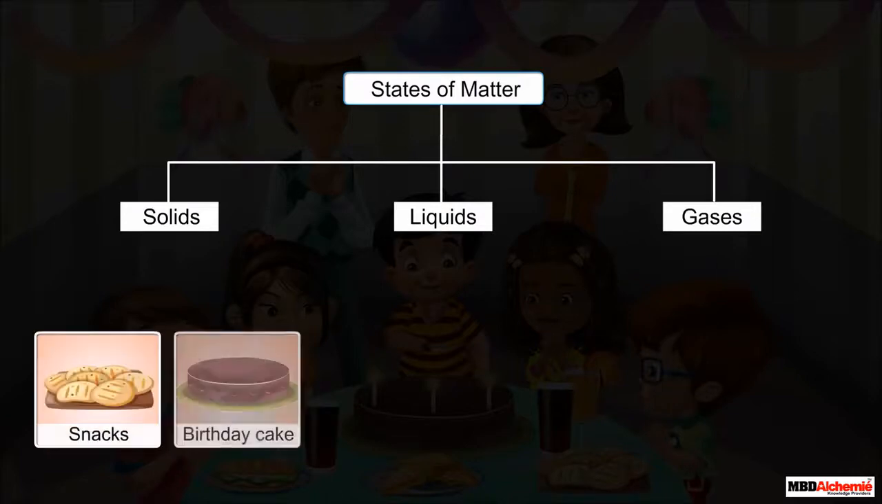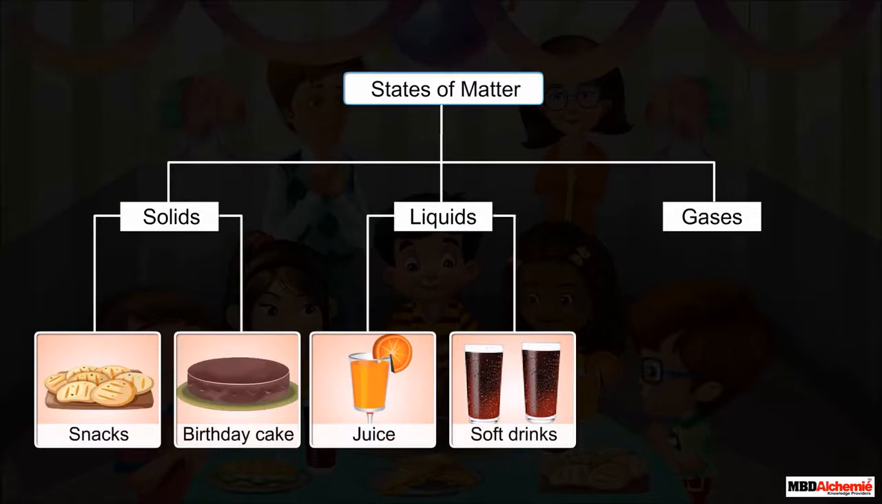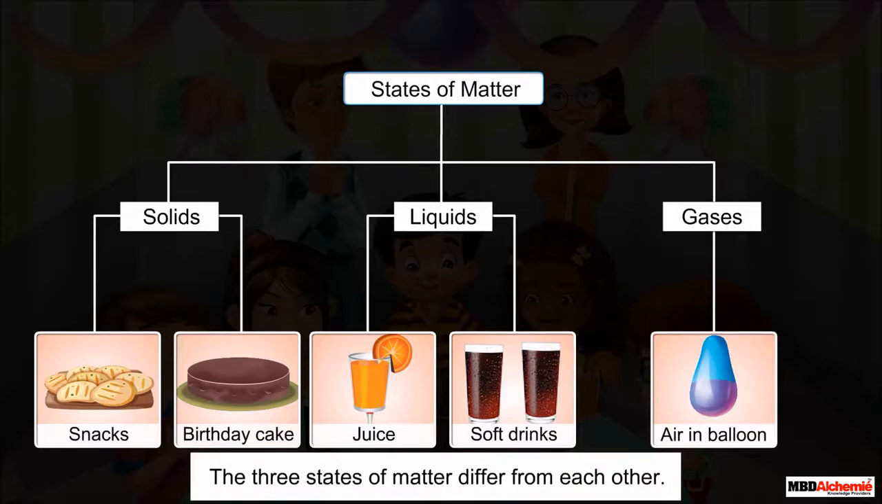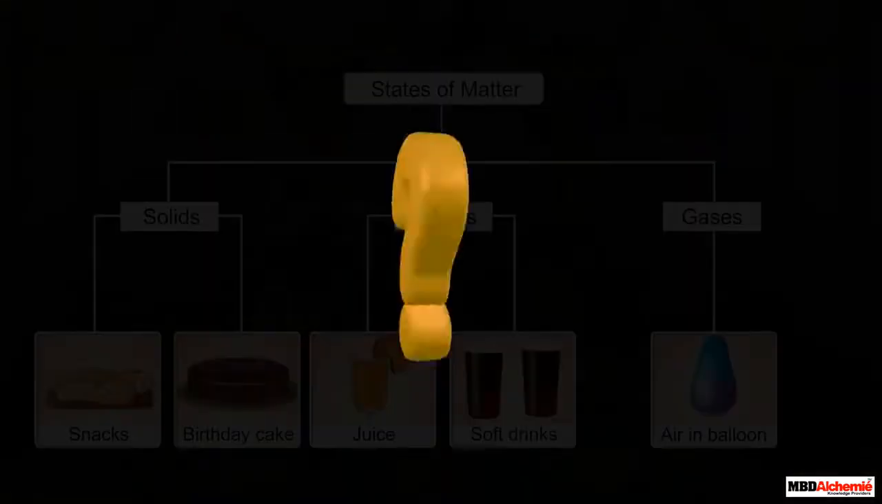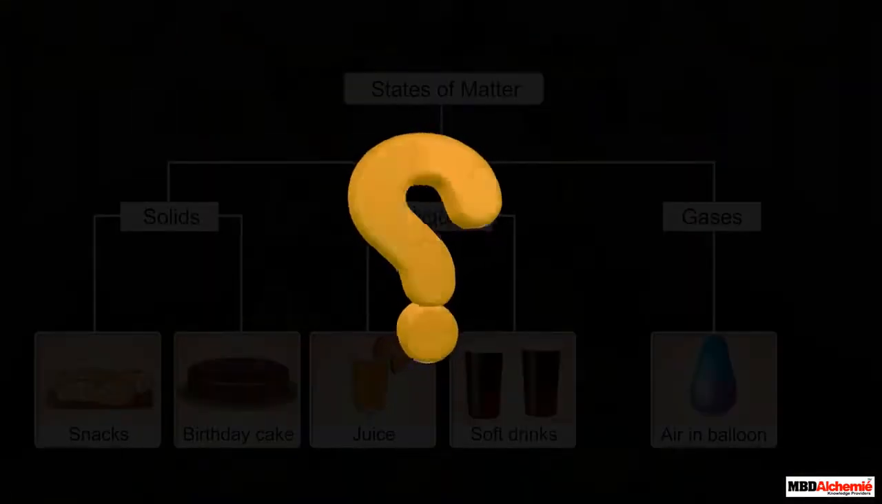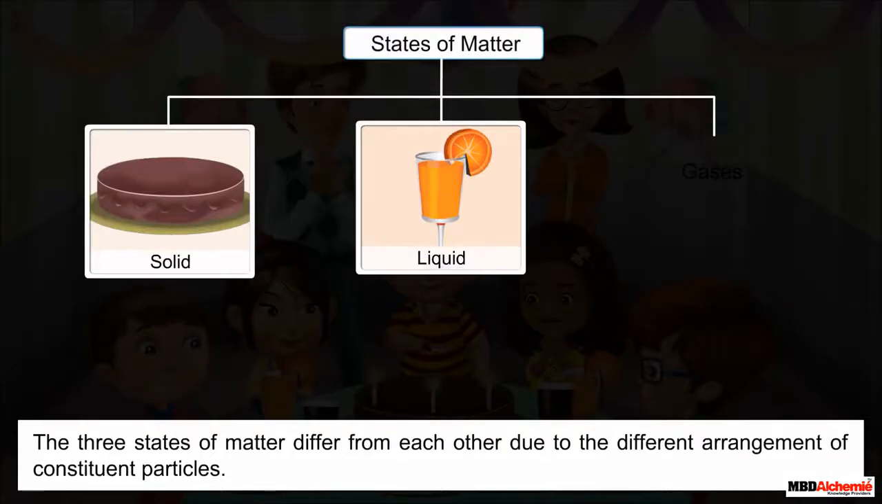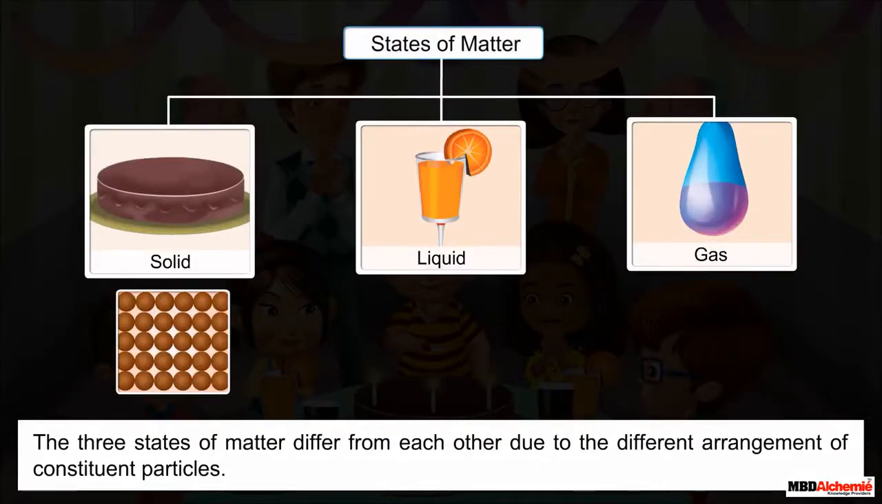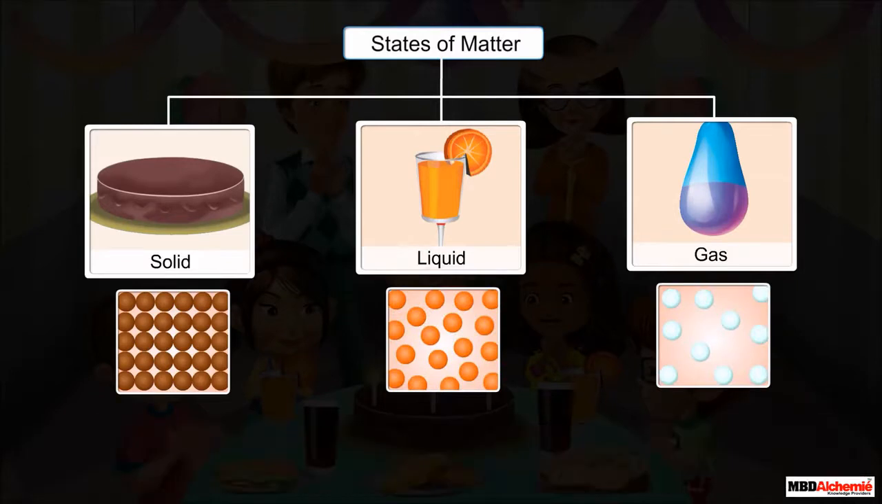The snacks and birthday cake are solids. The juices and soft drinks are liquids. And the air filled in balloons is a gas. Kids, you also know that the three states of matter differ from each other. But do you know why? The three states of matter differ from each other due to the different arrangement of constituent particles in them.